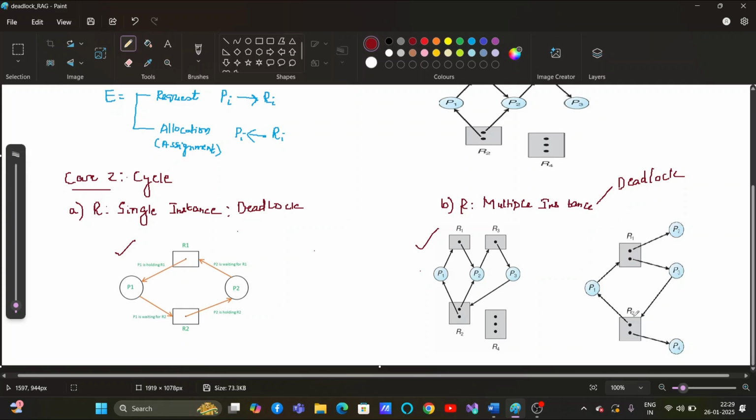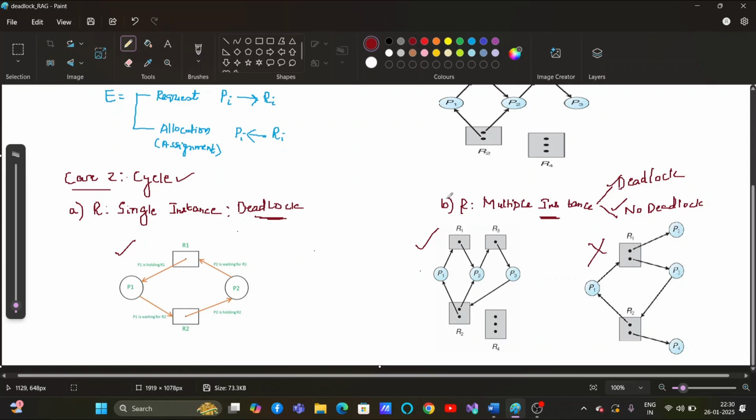Then P1 will have R2 and R1. It will complete its execution and release them, and then R2 can be assigned to P3, who is requesting it. So even though there is a cycle and multiple instances, it is not leading to deadlock. So if you have a cycle and a single instance, it will obviously lead to deadlock. But if you have multiple instances, the system may or may not be in a deadlock situation.